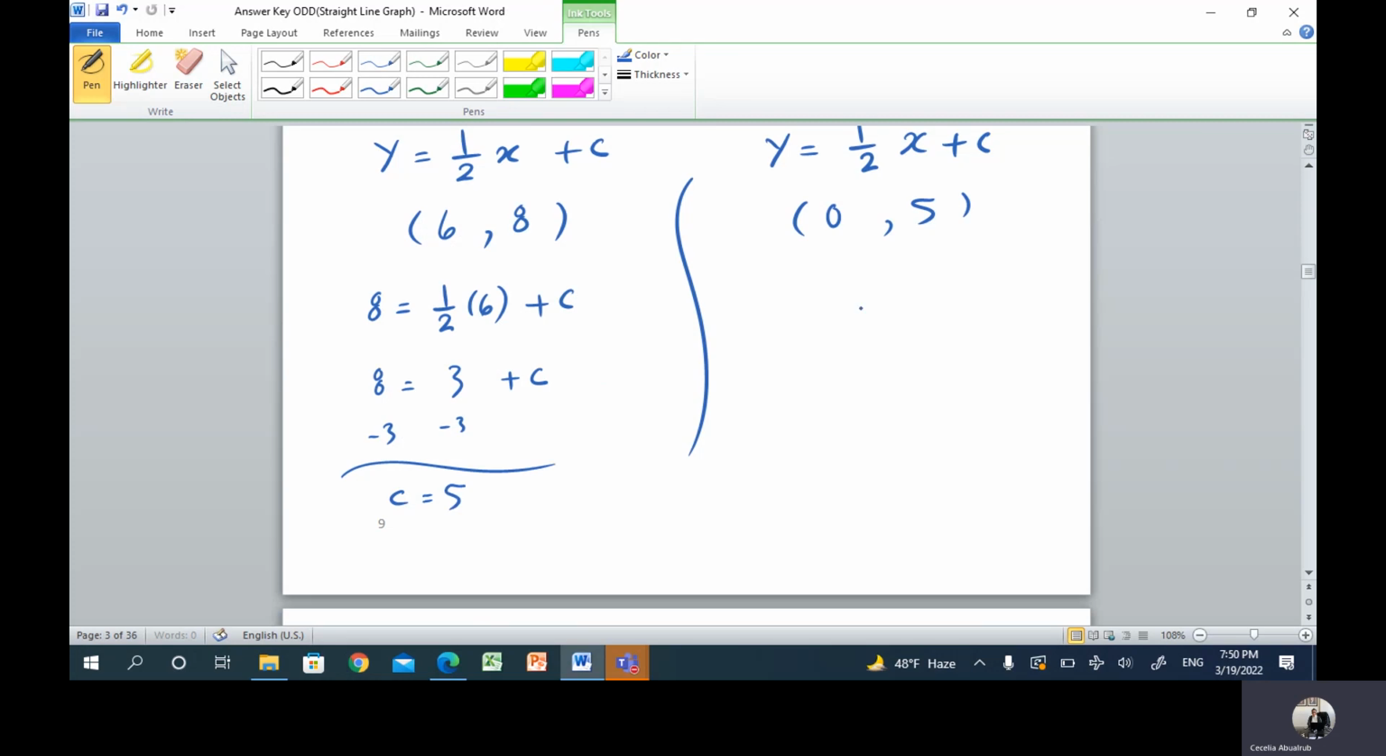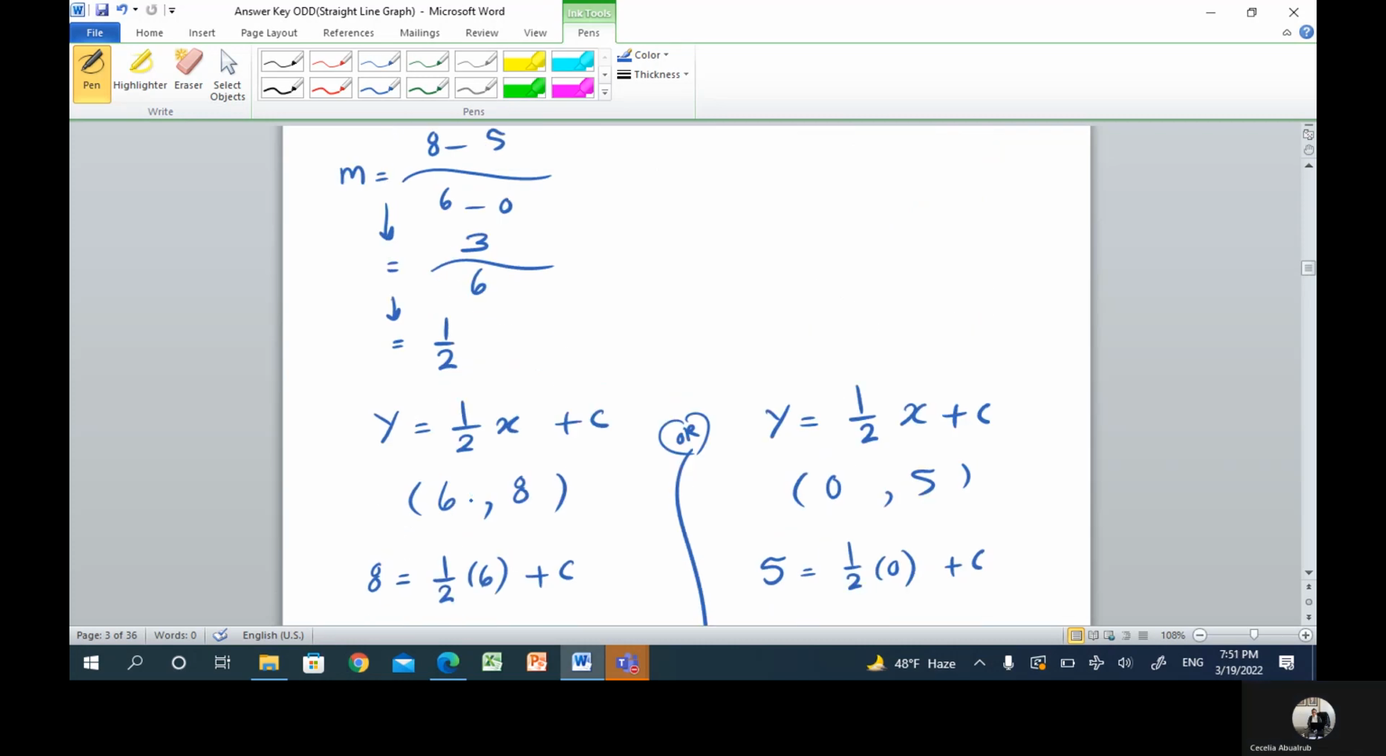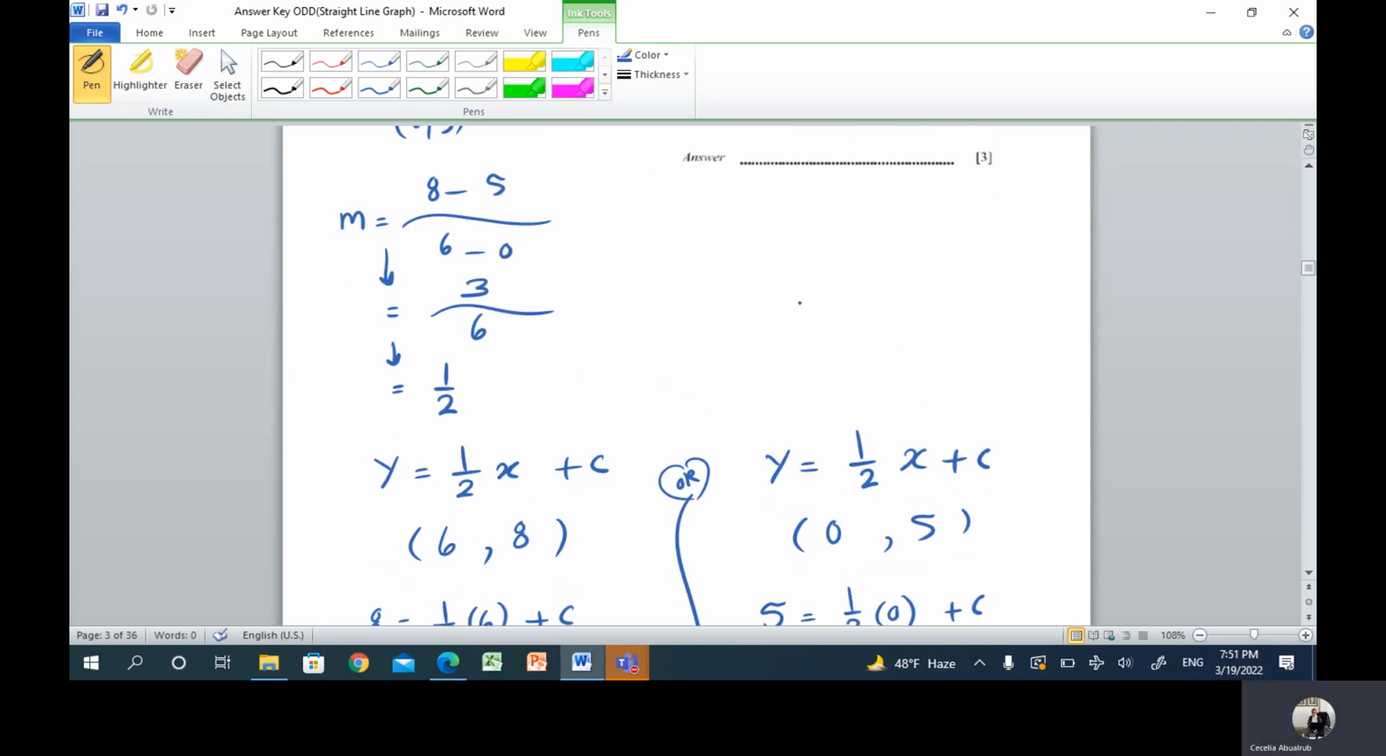Let's do the exact same thing here. You don't need to do both, okay? So y is 5 and x is 0. So half times 0 plus c. 5 equals 0 plus c, and c is equal to 5. So we found c using both methods as the exact same. So the final answer here is y equals half of x plus 5. And that's how we find the equation of the line when I know 2 points on that line.